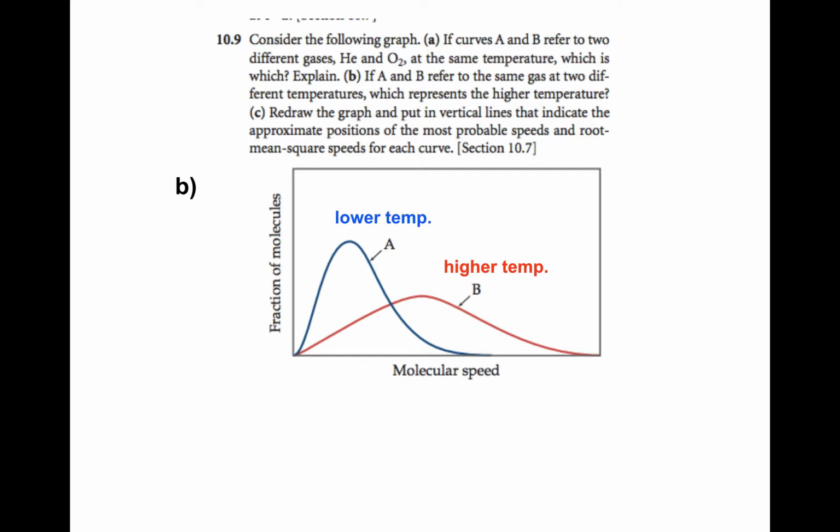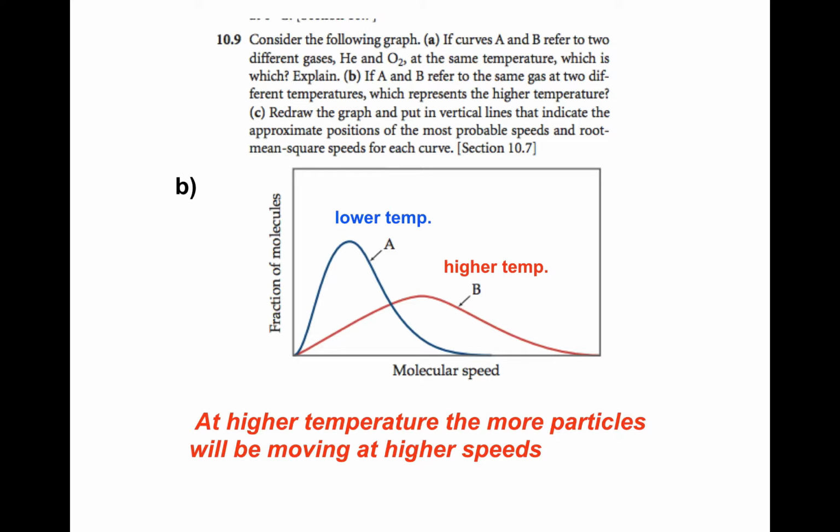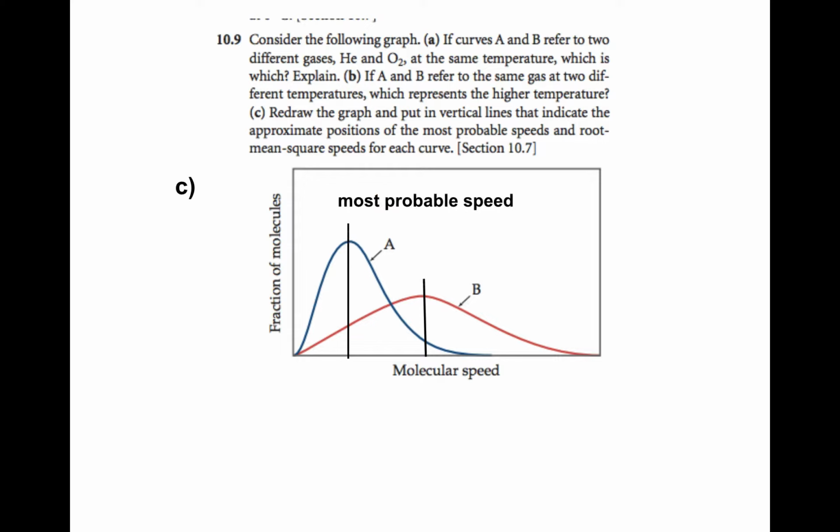All right, redraw the graph, but put in vertical lines to indicate the approximate positions of the most probable speeds and the root mean square speeds for the curve. So at higher temperature, I'm sorry, this was the last one, right? At higher temperature, more particles are moving at higher speeds. All right, so for this one, the most probable speed is the top of the hump. So the most particles, that's what this graph refers to, are moving at that speed at the top of the hump.